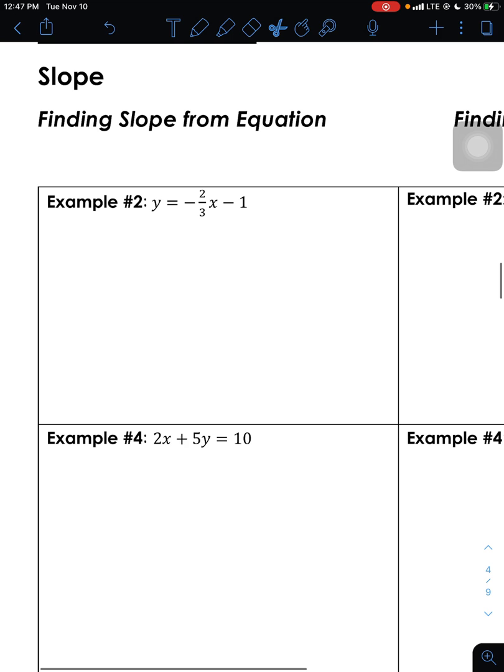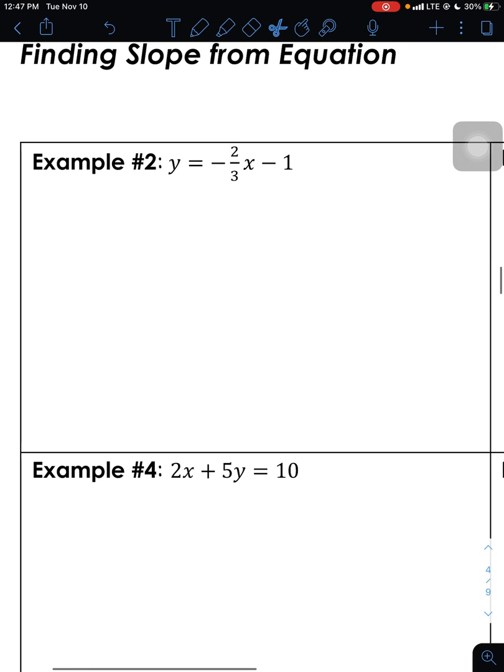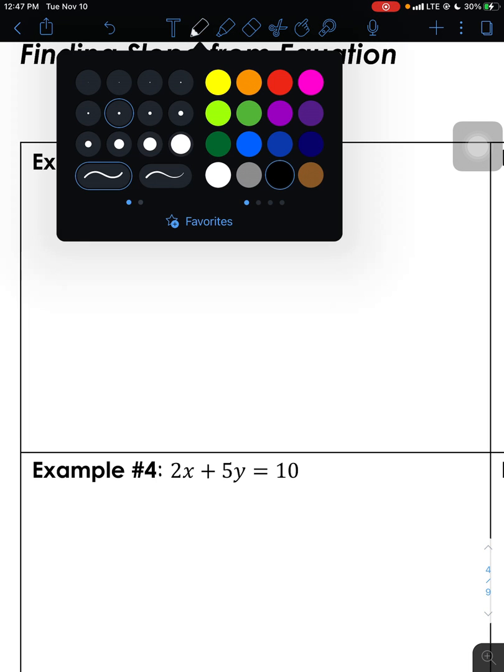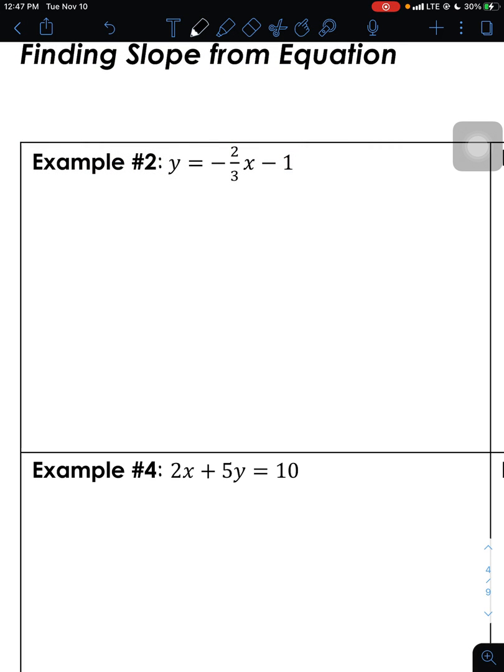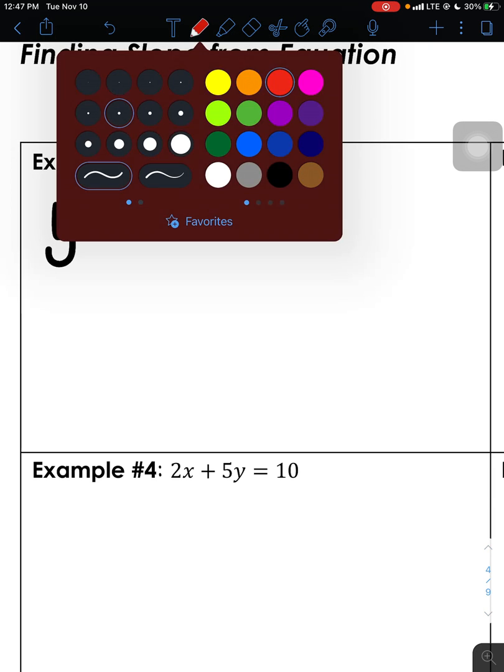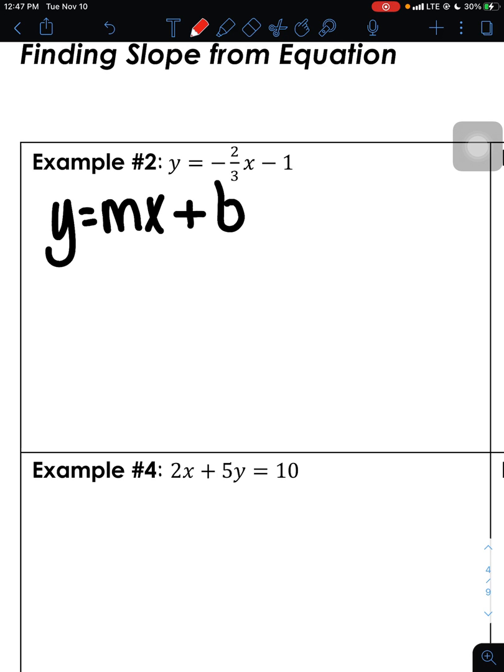So I guess we'll go ahead and get started with the first one, which is going to be example 2. They want us to find the slope from the equation, but let's go ahead and refresh our memory of what slope-intercept form is. It's really big. And we can also refresh what these different parts mean. So I know y is going to be my dependent variable.